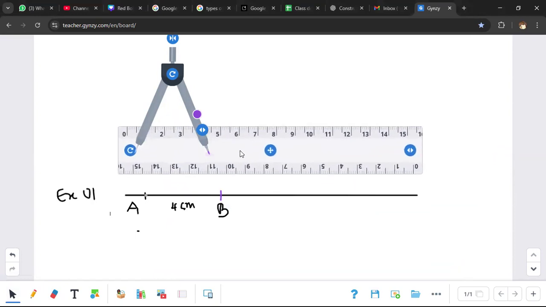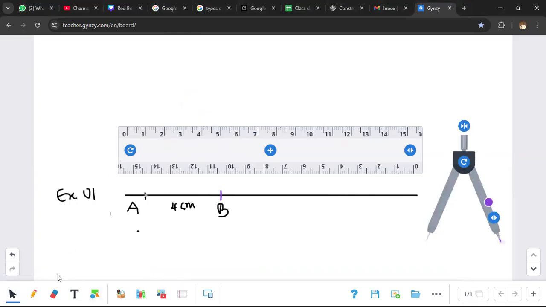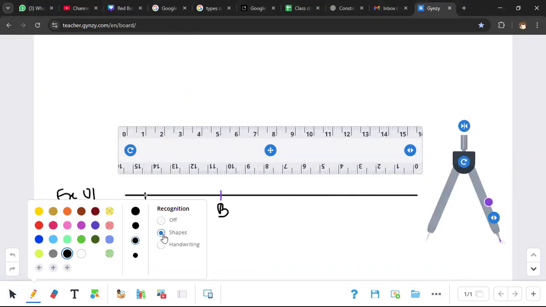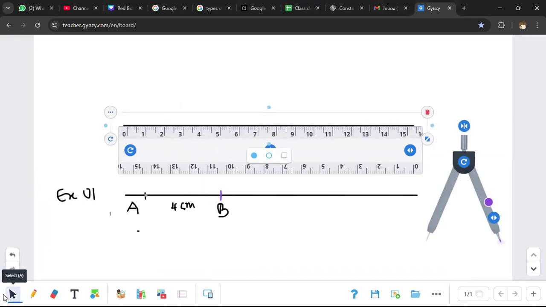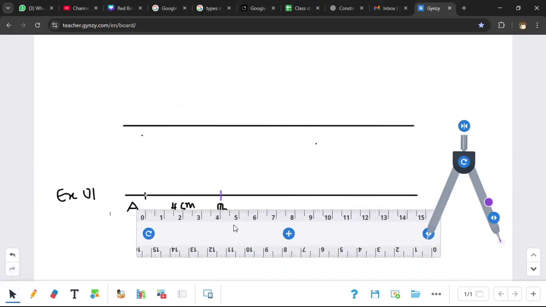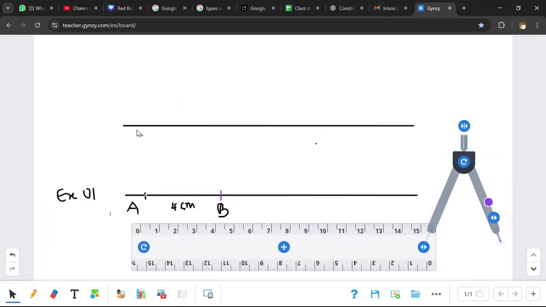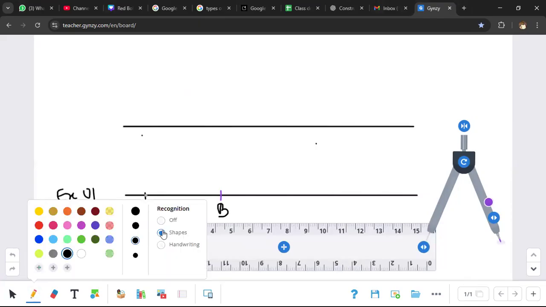So I will place my ruler somewhere around here and I am going to draw a simple line like this. So this is my straight line. Then on that I am going to mark a point called P.